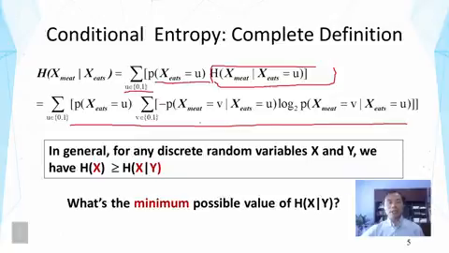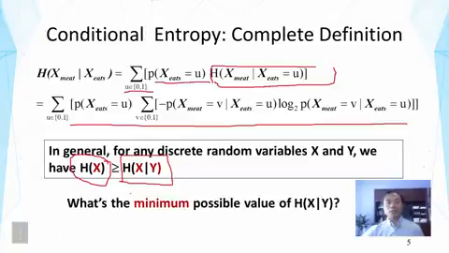Now, in general, for any discrete random variables x and y, we have the conditional entropy is no larger than the entropy of the variable x. So basically, this is the upper bound for the conditional entropy. That means by knowing more information about the segment, we won't be able to increase the uncertainty. We can only reduce the uncertainty. And that intuitively makes sense, because as we know more information, it should always help us make the prediction. And it cannot hurt the prediction in any case.